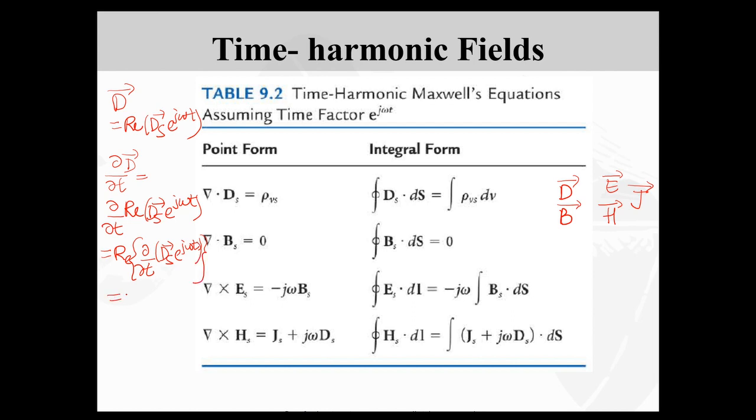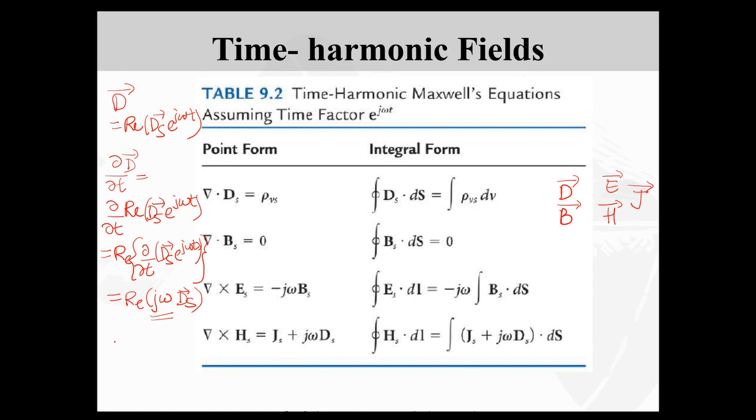So the partial differentiation with respect to time will lead to j omega into D s, where D s is only a function of x comma y comma z. So wherever the partial differentiation with time is present, we can simply replace it with j omega. That is the idea of using phasors, which reduces the complexity in understanding Maxwell's equations.